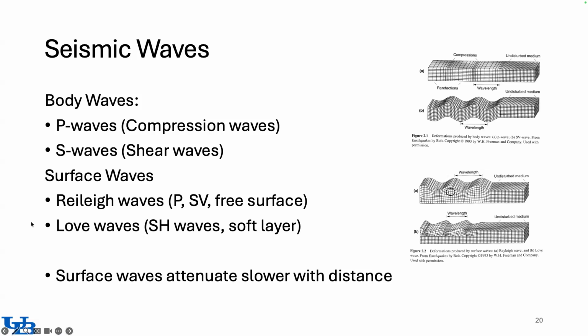One more important thing to keep in mind about these two types of waves is that surface waves attenuate a lot slower compared to body waves, and that has to do with the fact that body waves travel through 3D space, whereas surface waves travel on the surface, so on a 2D plane. And so for body waves, the attenuation is proportional to R cubed, whereas for surface waves it is proportional to R squared, where R is the distance from the hypocenter.